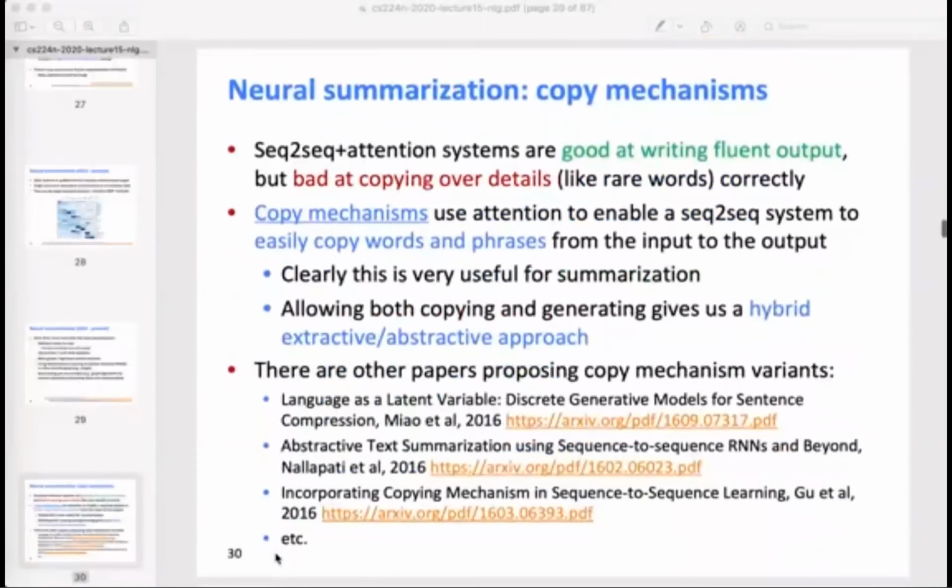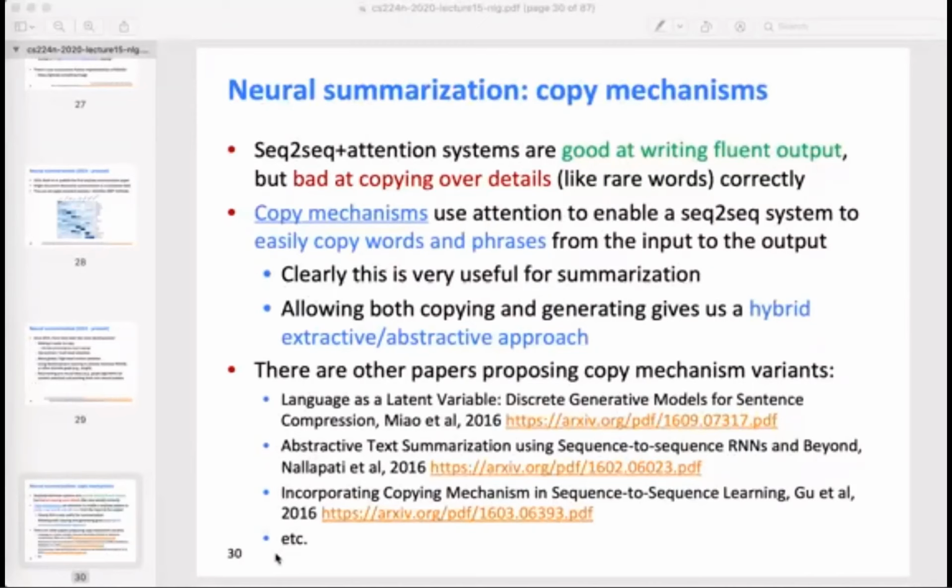Let's take a look at the copy mechanisms. Sequence-to-sequence attention systems are really good at writing fluent output, but they're really bad at copying over details, like real words, correctly. So this copy mechanism uses attention to enable a sequence-to-sequence system to easily copy words and phrases from the input to the output. Clearly, this is very useful for summarization, as mentioned before, and allowing both copy and generated methods gives us a hybrid extractive-abstractive approach, which is kind of cool.